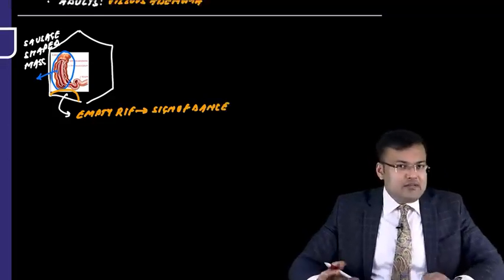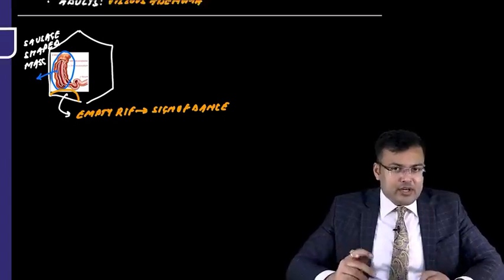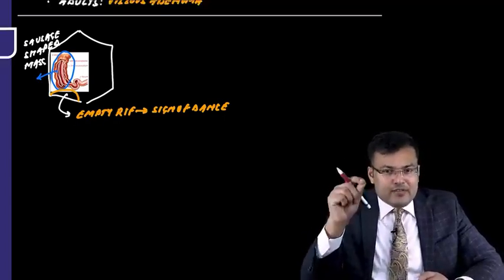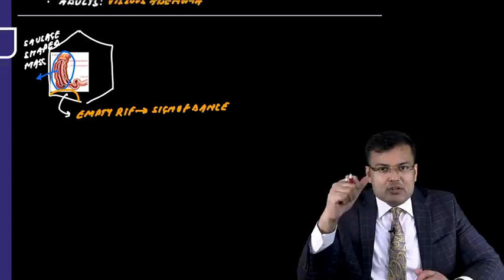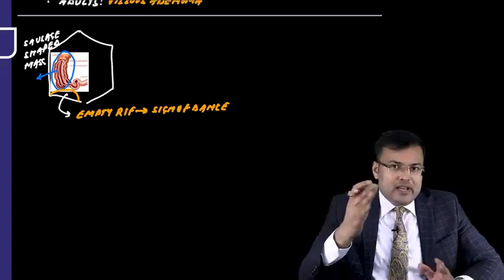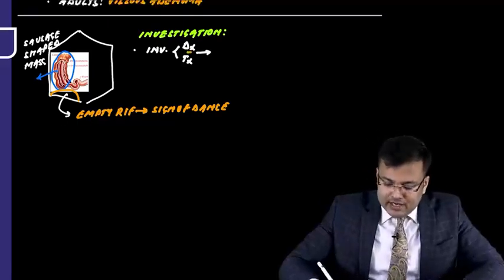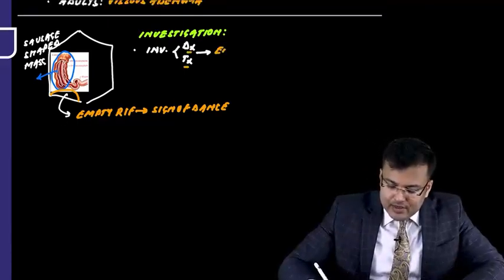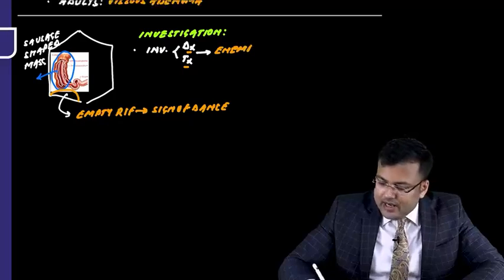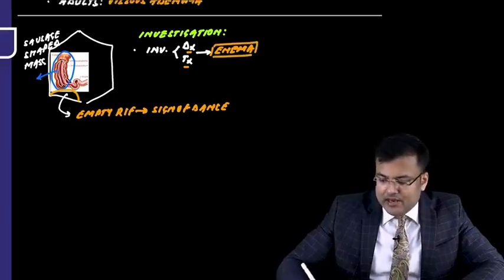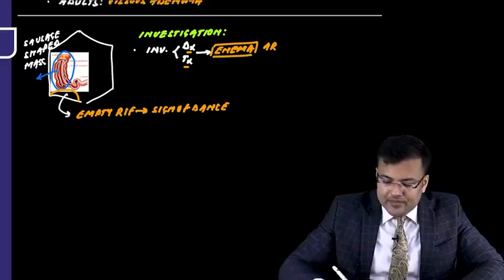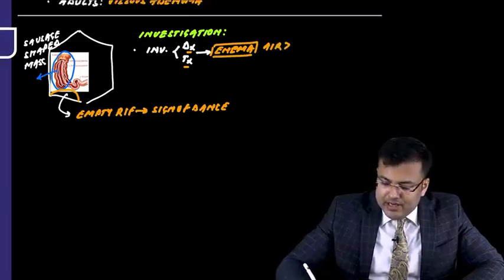Clear? What is the investigation which is both diagnostic and therapeutic? It is enema. So if you give an enema, what happens? The bowel loop comes out. So which enema is preferred? Air enema is preferred over barium enema. The investigation which is both diagnostic and therapeutic is enema, and we discussed which enema: air enema is preferred over barium enema.